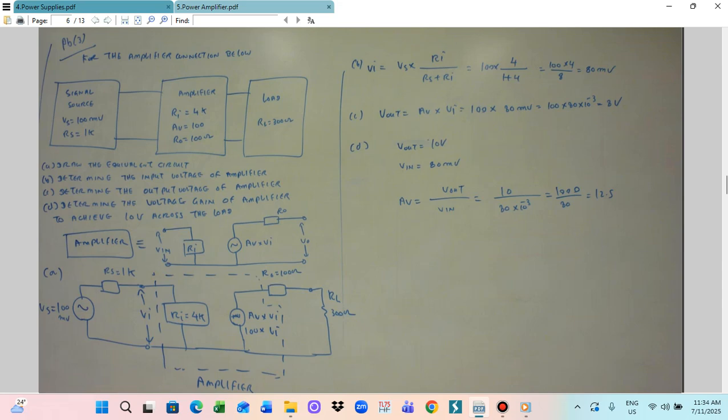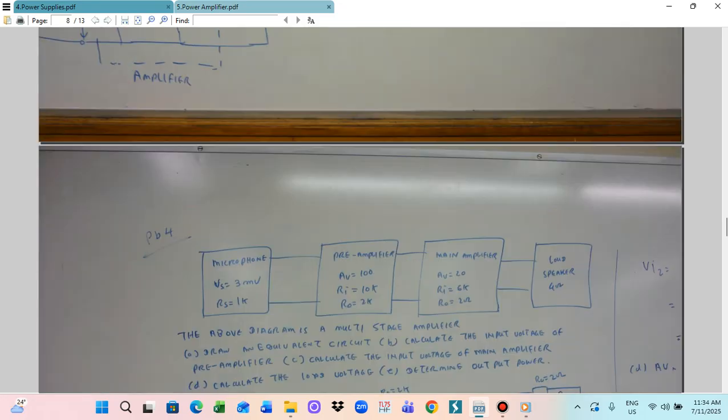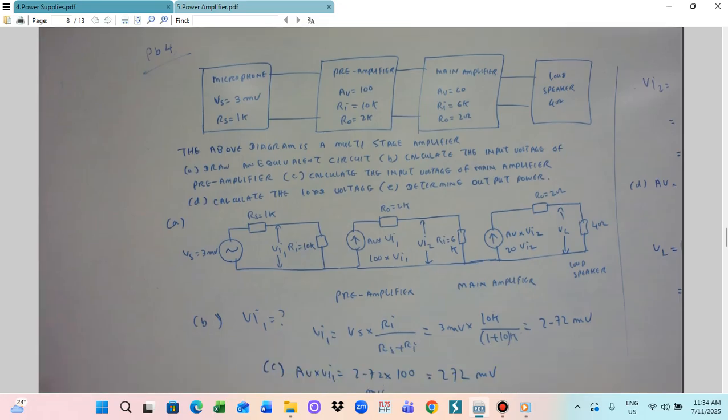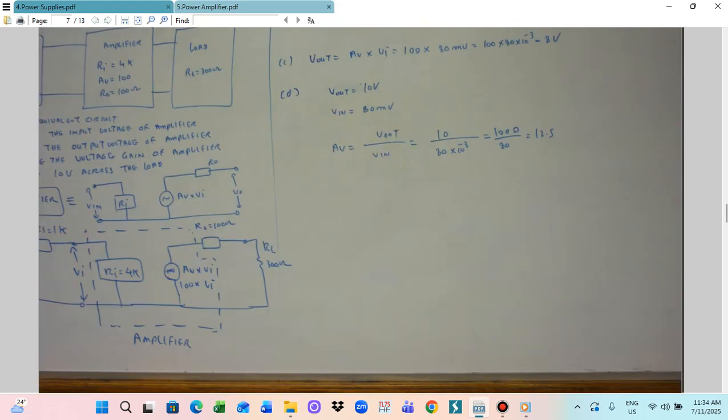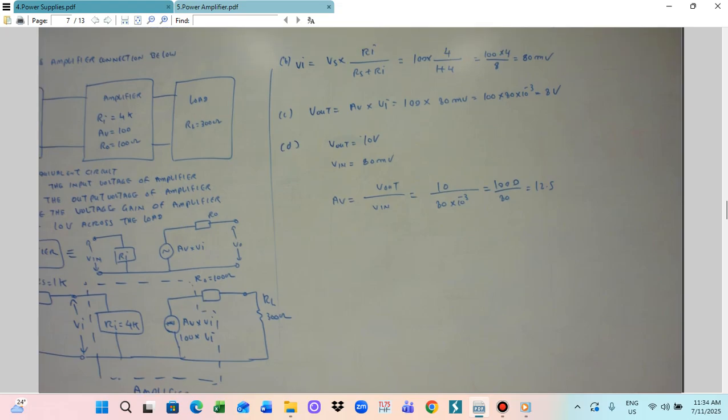So this is the output voltage of the transformer. Determine the voltage gain of the amplifier to achieve the output across the load. So in this case, we have to calculate the output across the load. The output voltage, VR, is the target. Vn we already know, Vn is equal to 80 millivolt. So we have to find the AB.